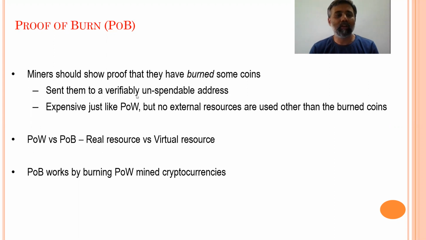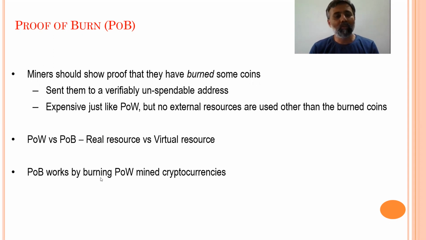Basically, they will send them to a verifiable, unspendable address. And it is also expensive, just like PoW, but no external resources are used here. Here, the burned coin is the idea, not computational power like in PoW. So we can say that in PoW we use real resources, but in PoB, that is proof of burn, virtual resources are used, that is, burnt coins.